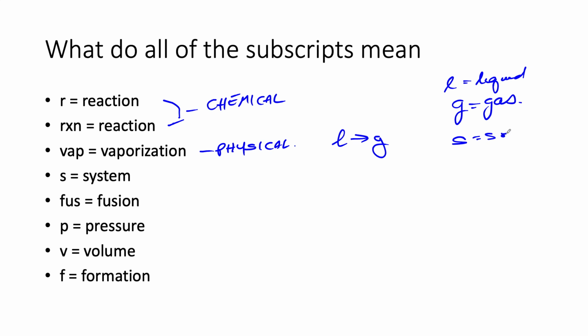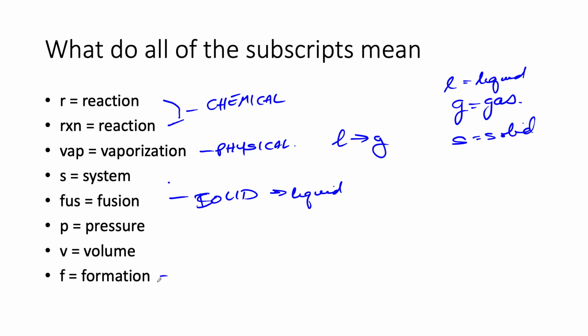S is a solid. This also means the system. Look at our system, this reaction. What is happening? Fusion is going from a solid to a liquid. So if we're going from a gas to a liquid, the heat of vaporization is actually negative. And same thing here with the fusion. The opposite is we just change the sign.